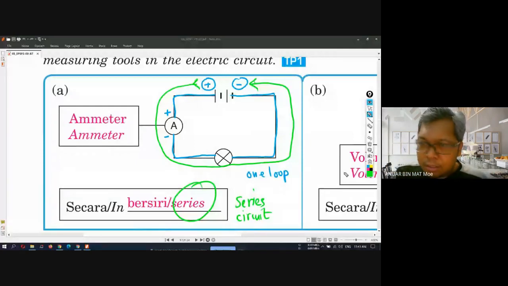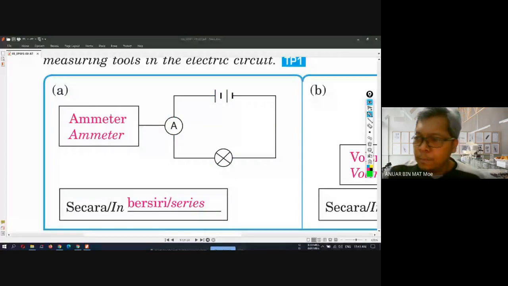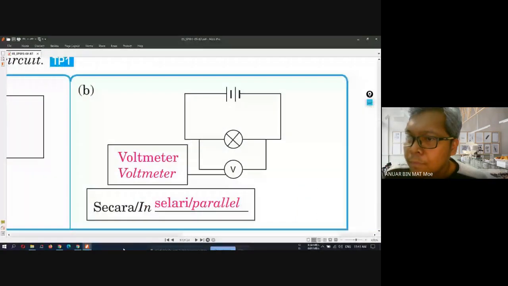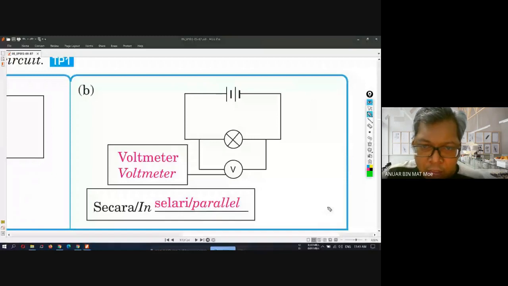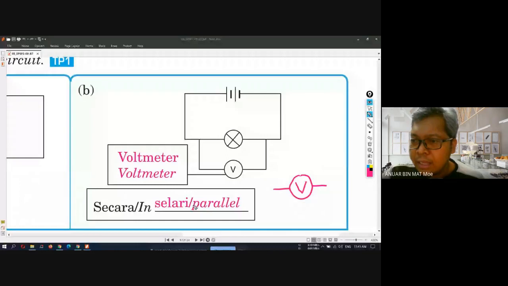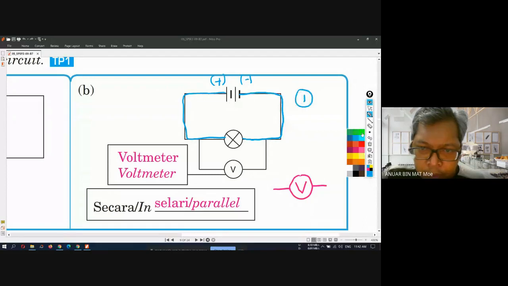The picture on the right. This is the symbol of a voltmeter. You have a big circle, you connect it to the wire, and inside we have V. This is a voltmeter, and it is connected in parallel. Parallel means it has 2 loops. From the positive terminal at the battery to the negative terminal, this is the first loop. And where is the second loop? The second loop is from here to here.